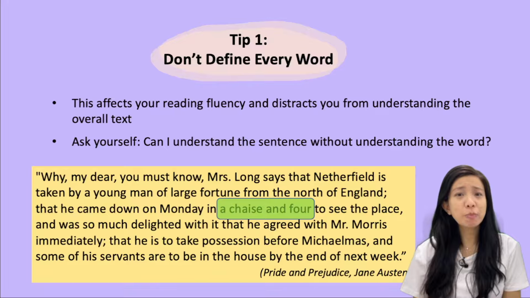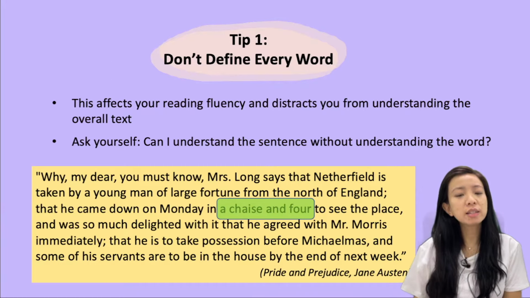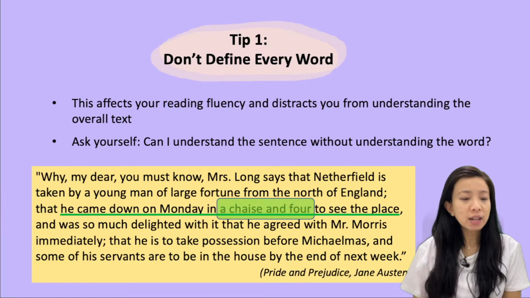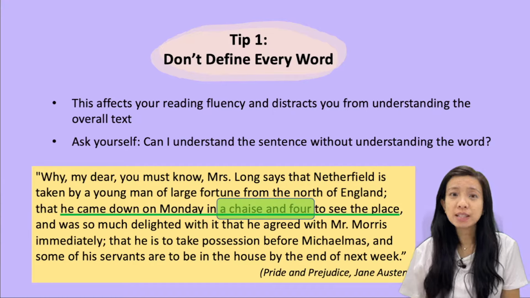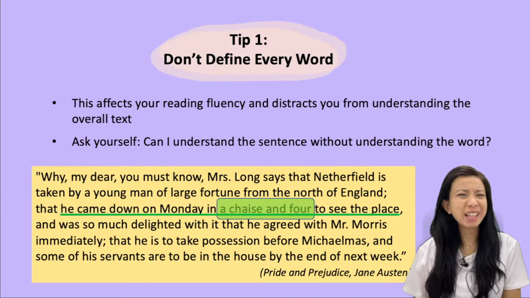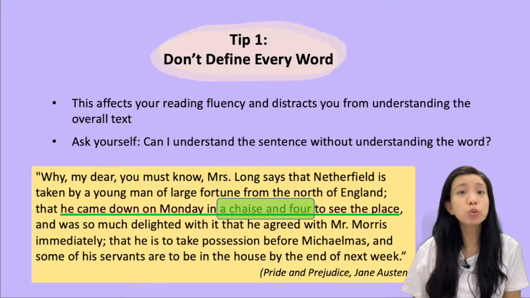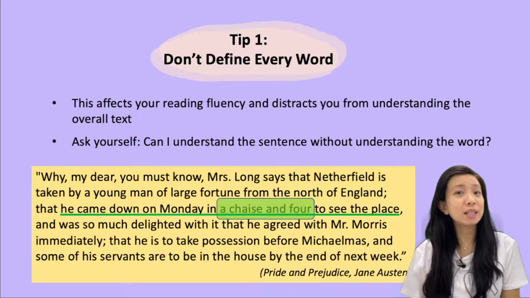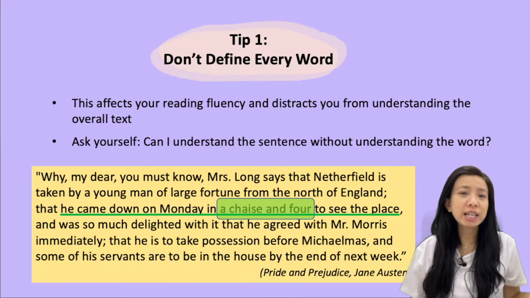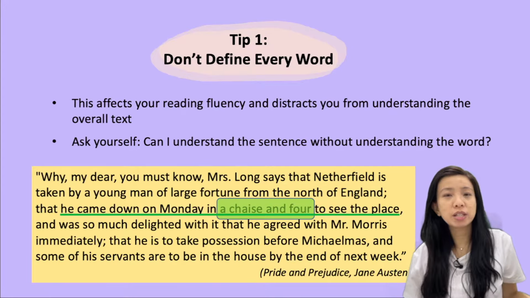So in this particular paragraph, I don't know what a chaise and 4 is. So what can I do? So I'm going to ask myself, can I understand this sentence or this paragraph without understanding this particular phrase, chaise and 4? If I look at the sentence again, he came down on Monday in a chaise and 4 to see the place. So I realized that the chaise and 4 is not exactly very important because I know that this young man, he came down to the place on Monday because he wanted to see the place. So therefore, in this particular example, I don't really need to know what a chaise and 4 is.